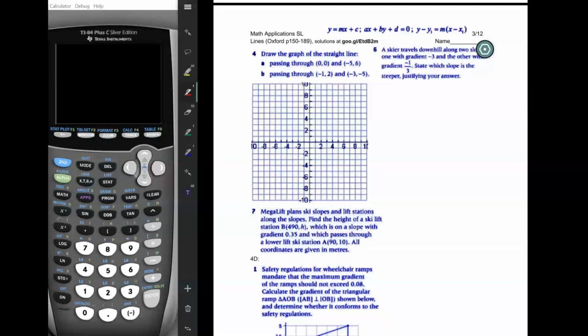Here we are on page 3 of lines. First problem says to draw the graph of the straight line passing through the point (0, 0) and (-5, 6). So we're going to draw this line in red.